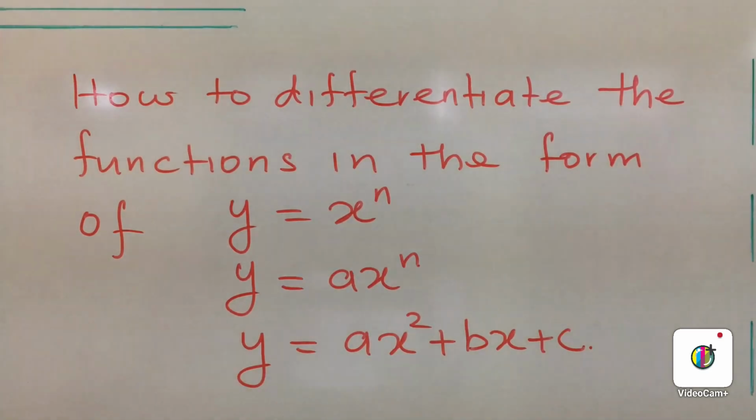We are going to see how to differentiate the function in the form of y equal x to the power n and y equal a times x to the power n, and the quadratic function y equal ax square plus bx plus c.